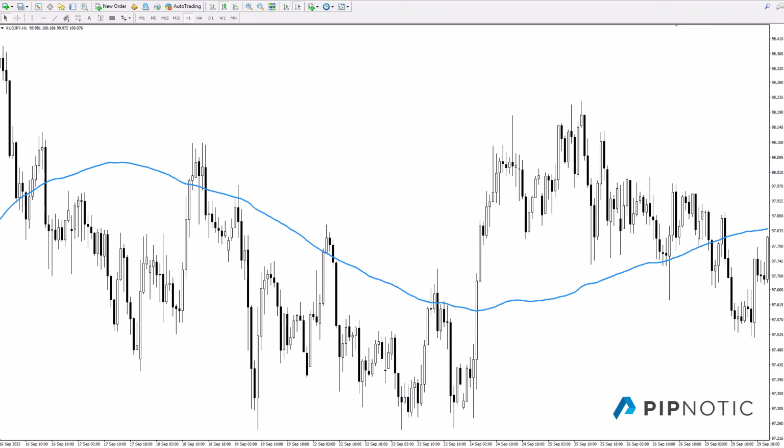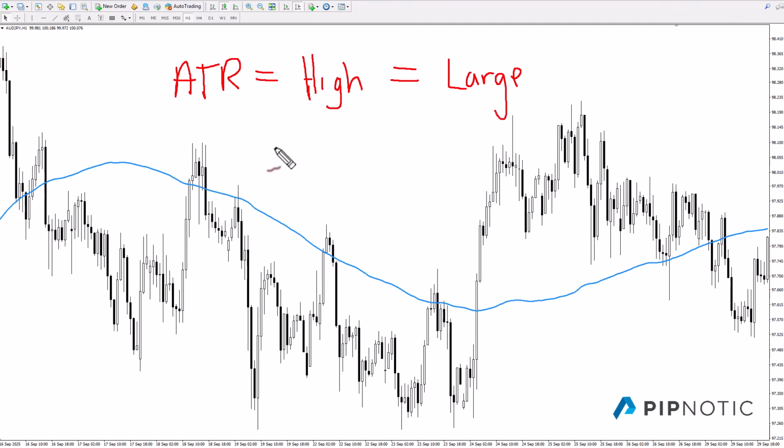Okay, so if you have a high ATR value, it's difficult to say because everything is relative, but let's say it's high relative to historical values. Then we want our stop loss to be large. Well, it will be large because it's based on ATR. But if we have an ATR that is low volatility, then we're going to have smaller stops.